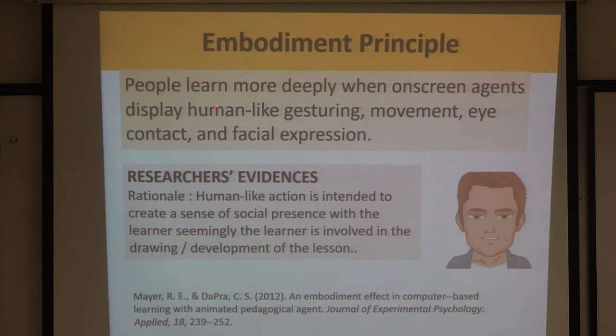Embodiment principle. People learn more deeply when on-screen agents display human-like gestures, movement, eye contact, facial expression. So, try to remember, humanize that learning environment online. Humanize it, okay, through whatever means. And of course, depending on who is the targeted group, whether young or adults, use the appropriate embodiment, use the appropriate avatar. Okay. So the human action is intended to create a sense of social presence again.